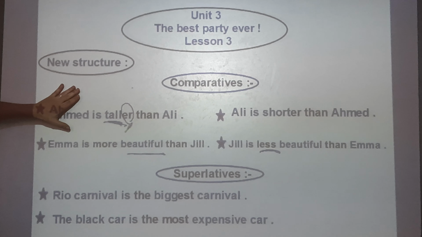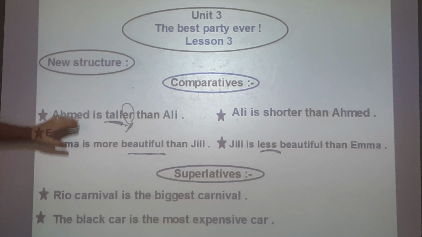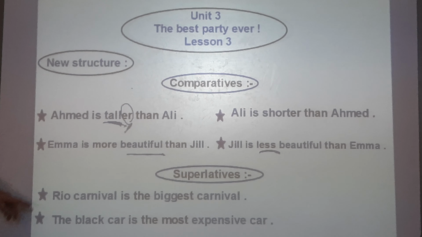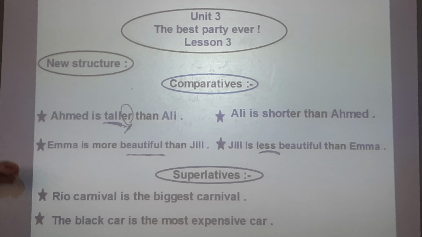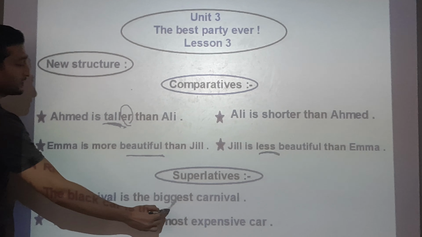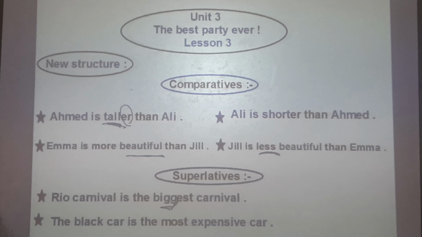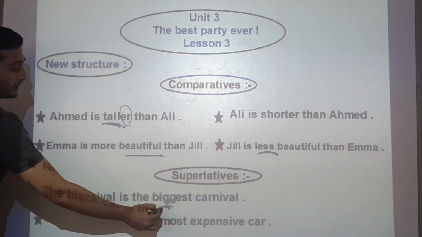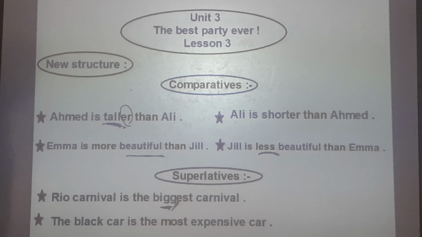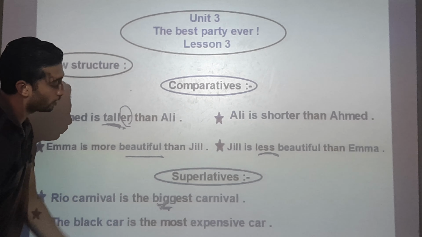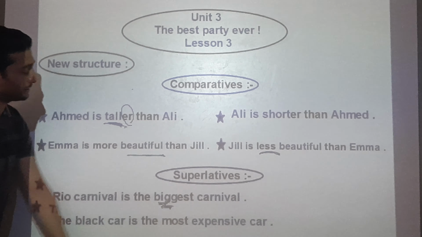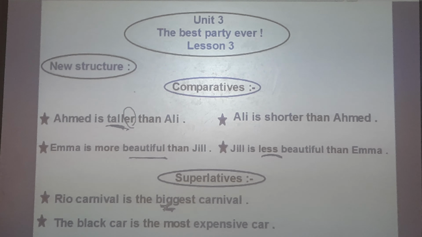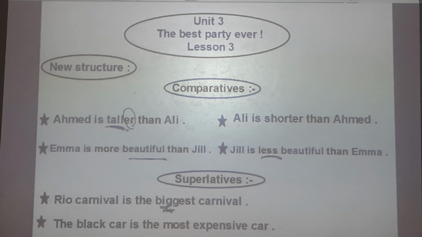Here we are comparing between two persons or two things, but here we are comparing one person to others. Like Rio Carnival is the biggest carnival. Here big is a one syllable adjective. So we put the before the adjective and est after the adjective. And here the g is a vowel followed by a consonant, so we double the consonant and we put est to our adjective. Like Rio Carnival is the biggest carnival.